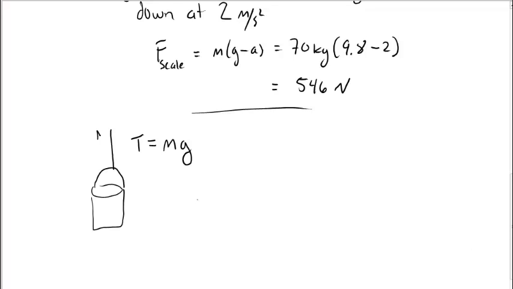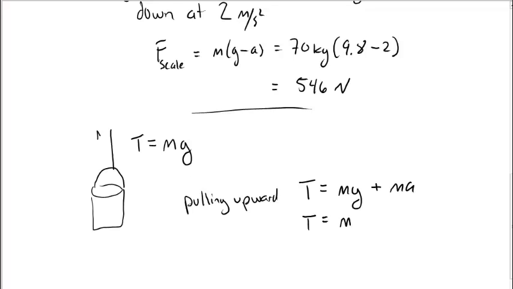And the tension pulling upward now becomes the tension required to keep the mass up plus the force required to accelerate upward. And so tension, when you're pulling upward, would be mass times gravity plus acceleration.